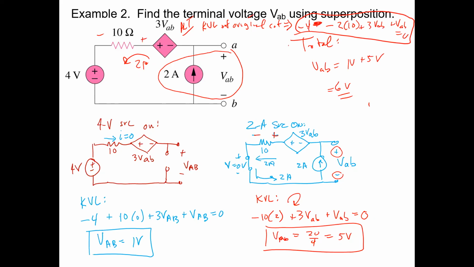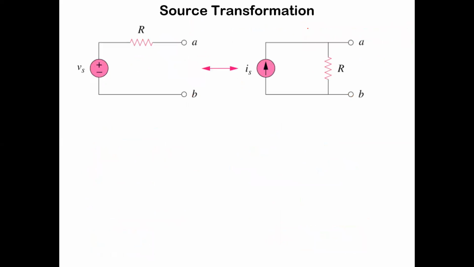But doing it this way doesn't give you the insight of which source is contributing more to VAB. It doesn't give you that kind of internal view of the influence of the different parts of the circuit. So anyway, superposition is kind of nifty, and you'll find it helpful at certain times.